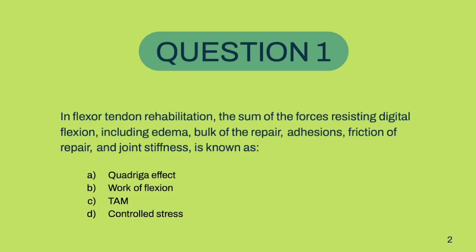Question 1. In flexor tendon rehabilitation, the sum of the forces resisting digital flexion, including edema, bulk of the repair, adhesions, friction of repair, and joint stiffness, is known as A. Quadriga effect, B. Work of flexion, C. TAM, or D. Controlled stress.